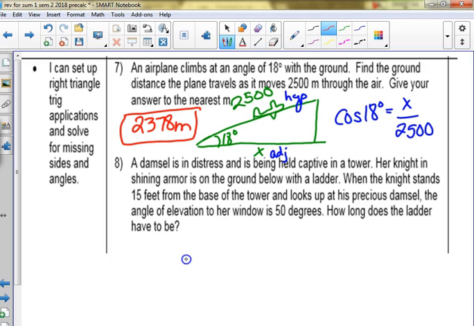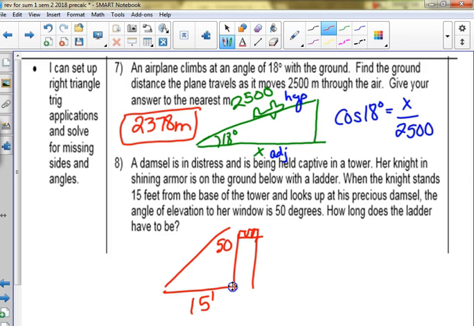A damsel in distress is being held captive in a tower. Her knight in shining armor is on the ground below with a ladder when the knight stands 15 feet from the base of the tower. Okay, so here's our tower. And he's 15 feet away and looking up. Angle of elevation is 50. Where's that go? Well, so this is 50.